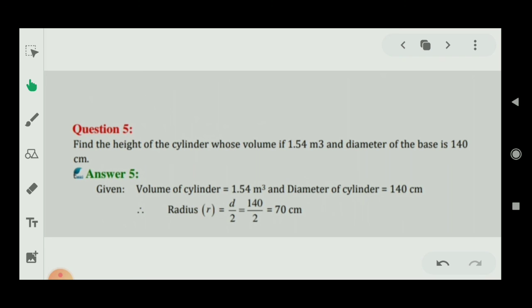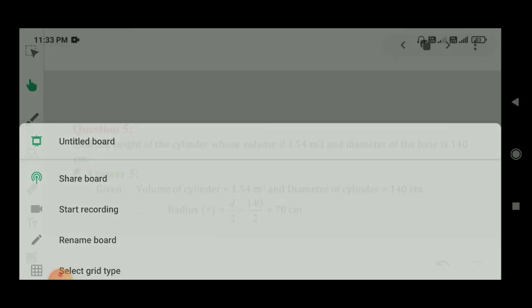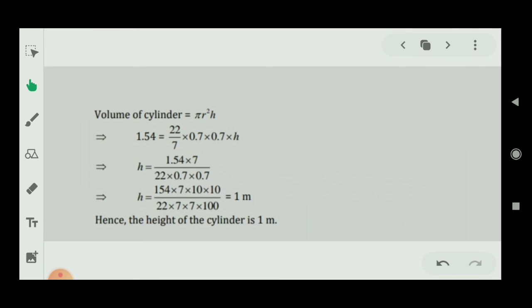Now students, let's see question number 5. In this question also we have to find out the height of the cylinder whose volume is given and whose diameter is given. Students, because the diameter is 140 centimeter, firstly we have to find out the radius, that is 140 upon 2, that means 70 centimeter. And then students, we have to convert the radius into meter, because it is given in centimeter, and when we convert centimeter into meter, its value will be 0.7 meter.